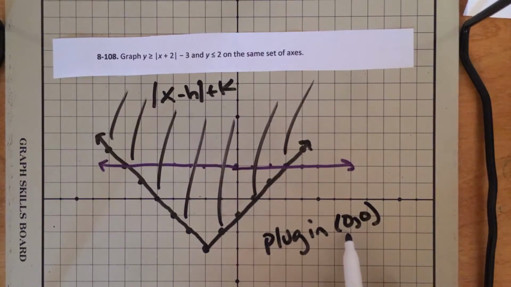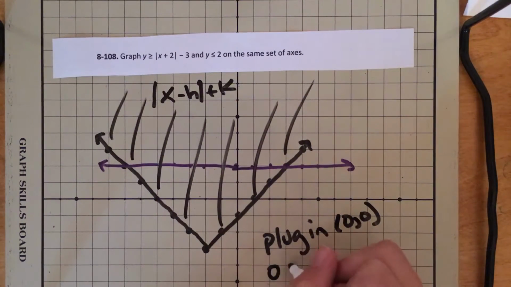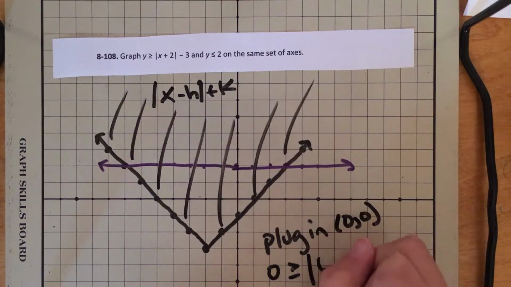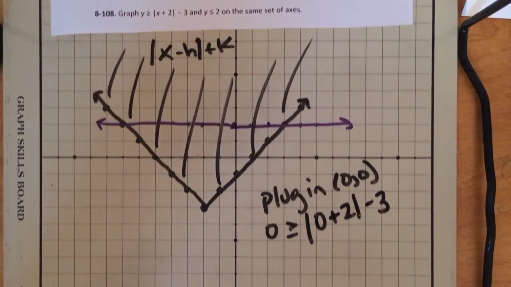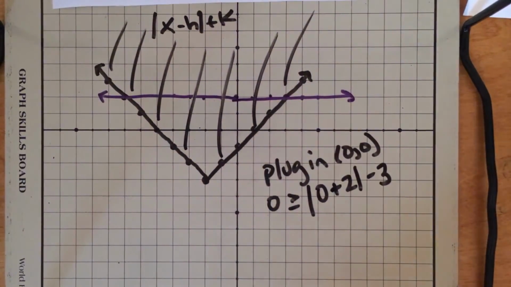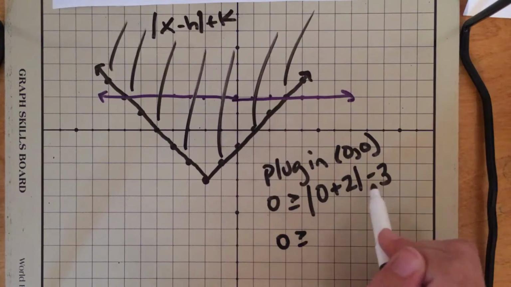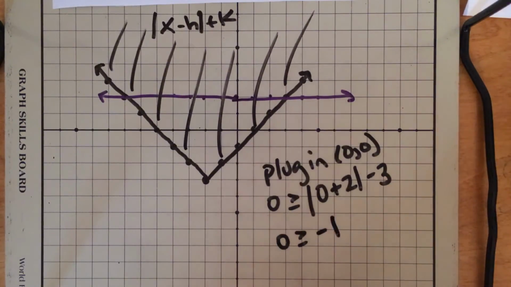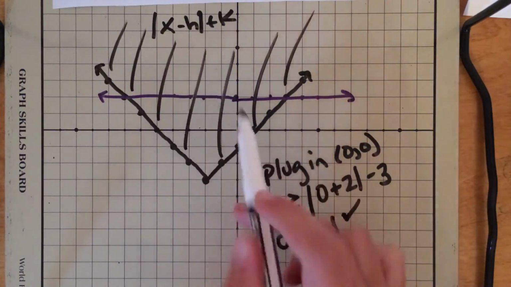So I'm going to plug 0 in for x and 0 in for y. And so we have 0 is greater than or equal to the absolute value of 0 plus 2 and minus 3. And if that's true, then we're going to shade in that place where 0, 0 was. So 0 greater than or equal to, this is a 2 minus 3, which gives me a negative 1. That is true. So I'm going to shade where 0, 0 is, which is right here. So we shaded that region.